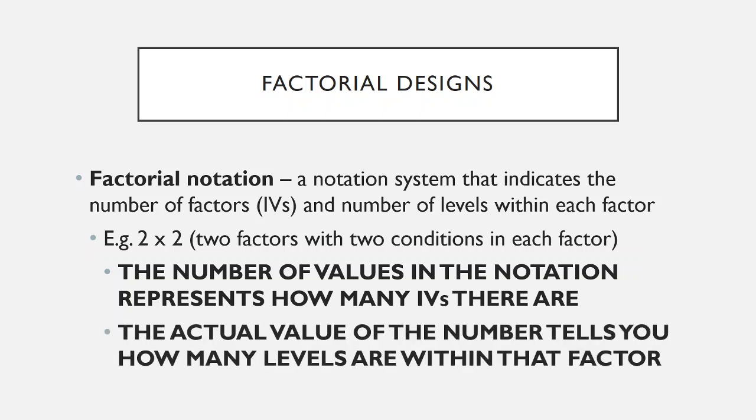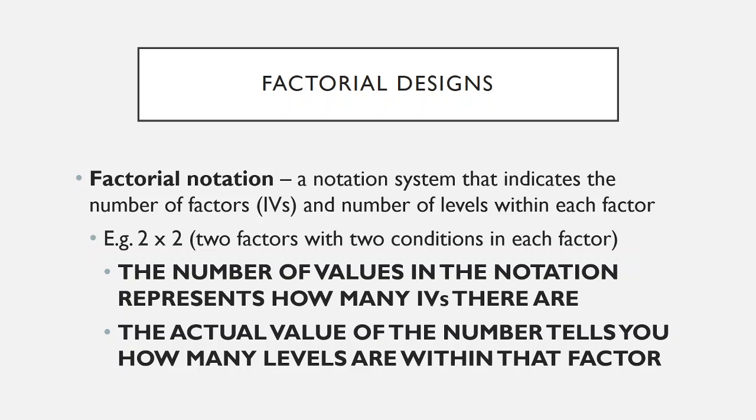That is a separate issue from what the number actually is. So the fact that it's a 2 by 2, it's the fact that there's two numbers telling you that there's two IVs, but the 2 itself is communicating something about the factor it's representing. So the actual value of the number is what tells you how many levels there are within the factor standing in for that IV. Now, this might be confusing at first, but I'm going to show you lots of different examples of the various notations and describe what those different notations mean.